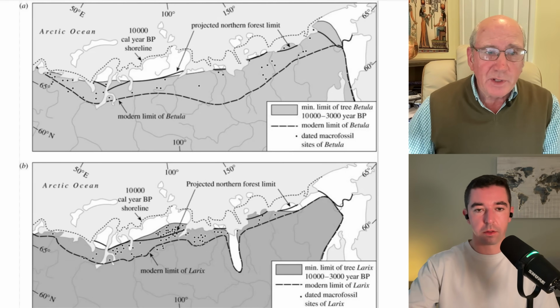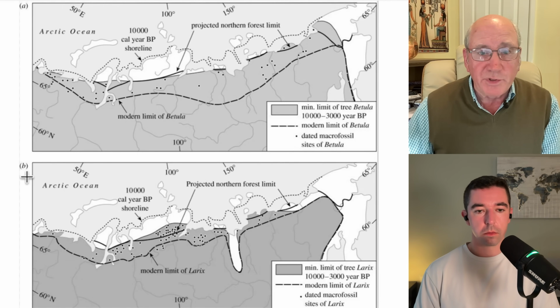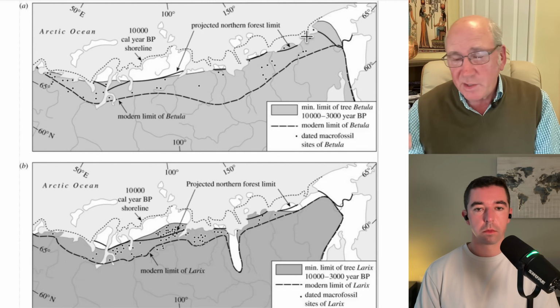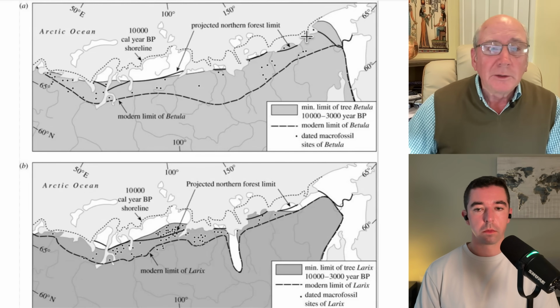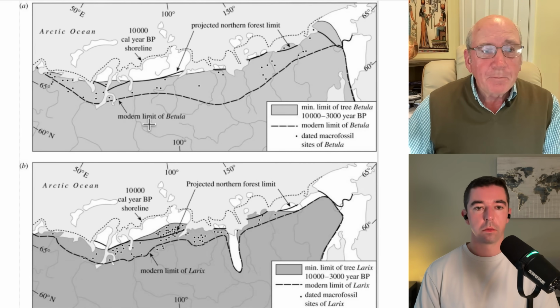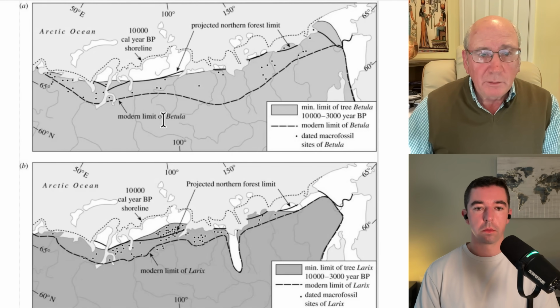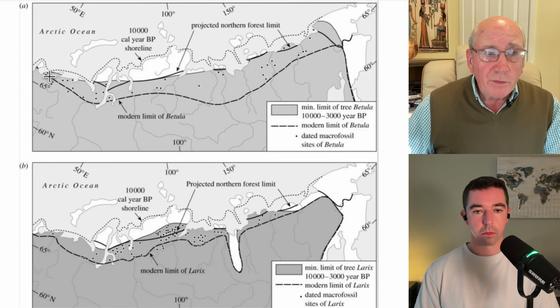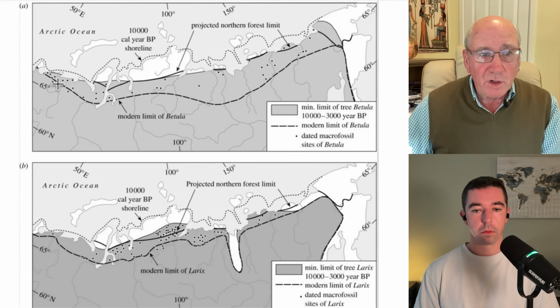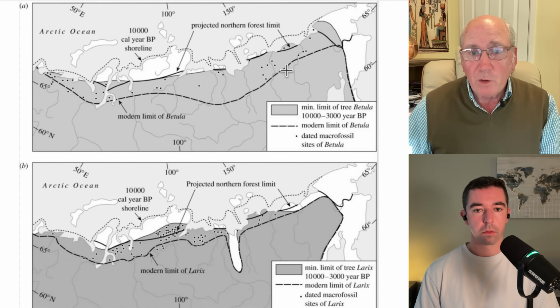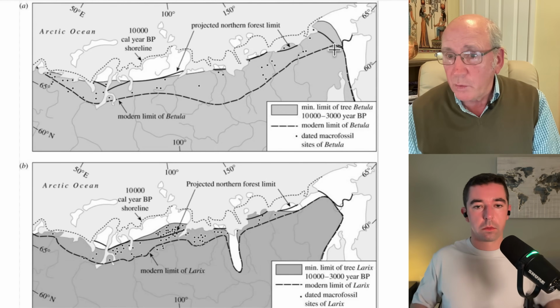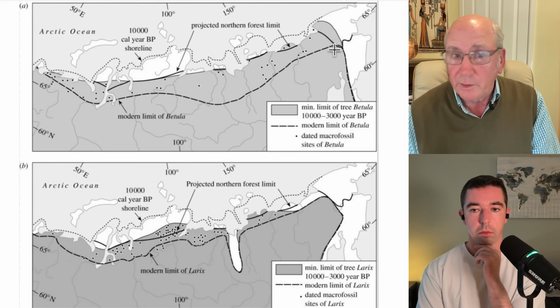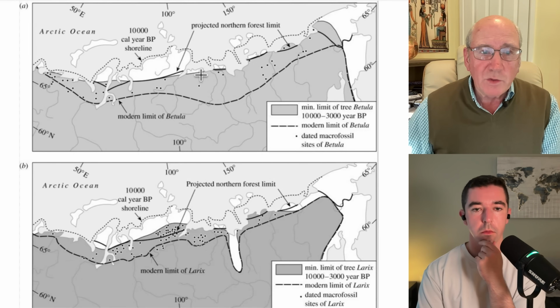And so this is two maps of two different types of tree. So this is the Arctic shoreline. This is up in northern Russia. And this is Betula, which is a type of conifer, obviously. Now, the current limit of Betula is this dotted line here. That's how far north it will grow. And it can't go any further north because it's too darn cold. But 8,000 years ago, it went all the way up here.